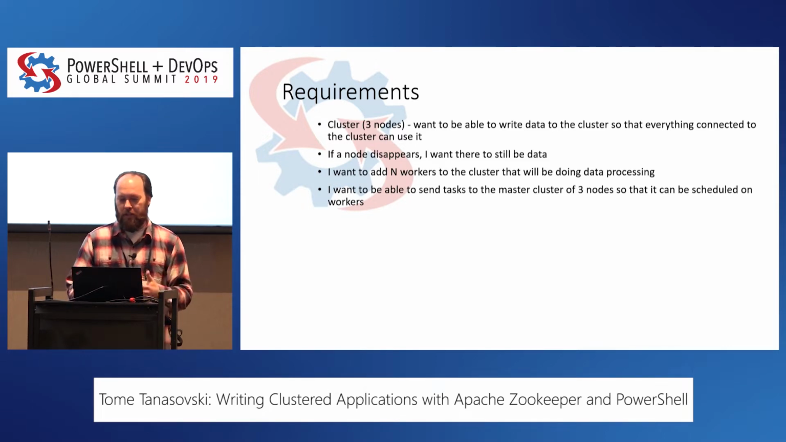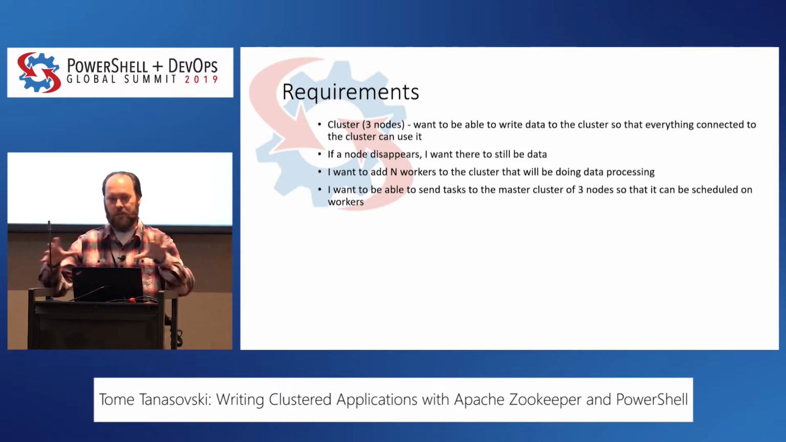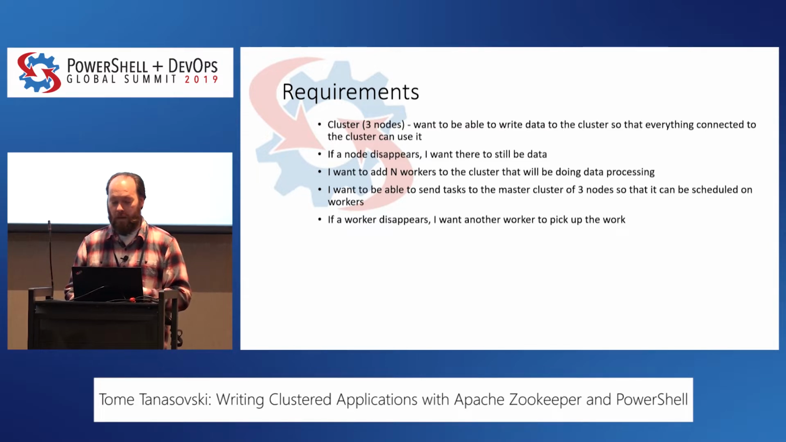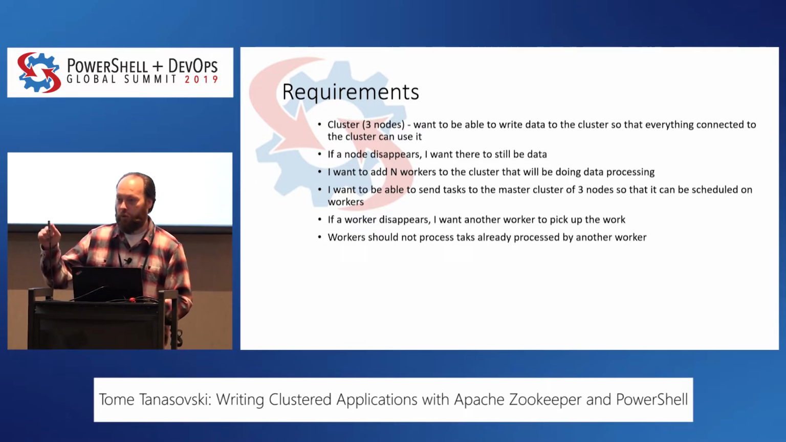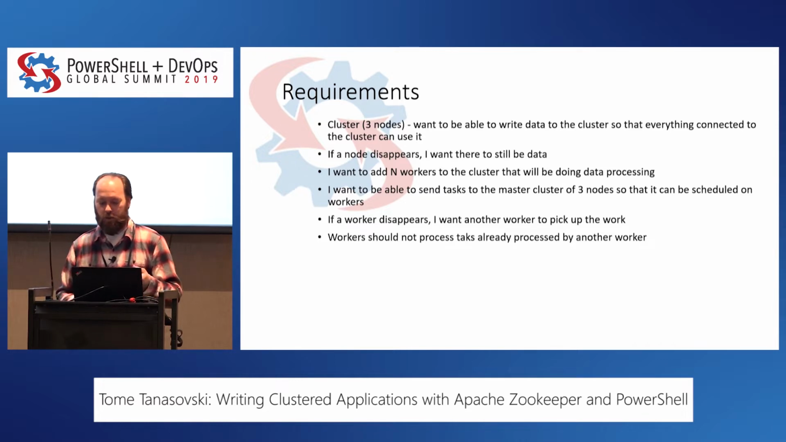Okay, so I mentioned that in this model, we're going to be sending tasks to this cluster, and we want the n number of workers that are coming up to be able to process that data. As mentioned also, if a worker disappears, another worker should be able to pick up the work. And workers should not process tasks already processed by another worker, so we need to be sure that we're only processing one thing at a time, so like an MQ might be more difficult to write here or something like that. But we want to make sure that once the job is completed, nothing else is going to consume it again.